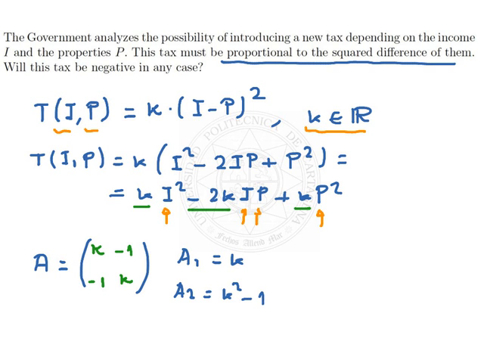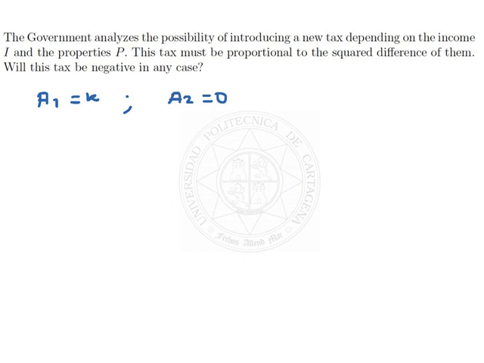I'm sorry, here there is a mistake. I forgot that the coefficient is minus 2k. So this is wrong. And this one as well. This coefficient is minus k and minus k. So the second minor is wrong as well. It is k square minus k square equals 0. So the minors are k and 0.